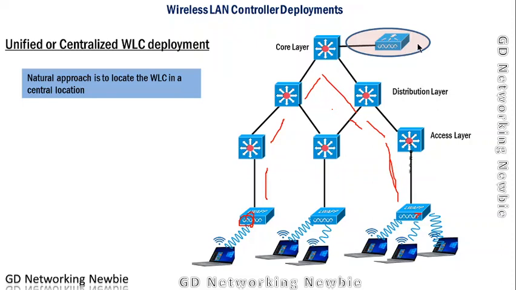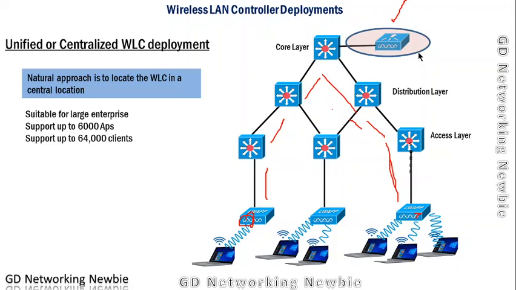On the core layer switch, we have connected the wireless LAN controller. This kind of architecture, the centralized WLC deployment, is suitable for large enterprises having up to 6,000 access points, and it can support up to 64,000 clients.